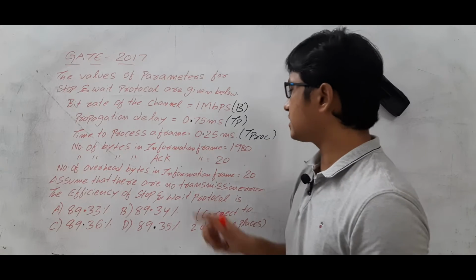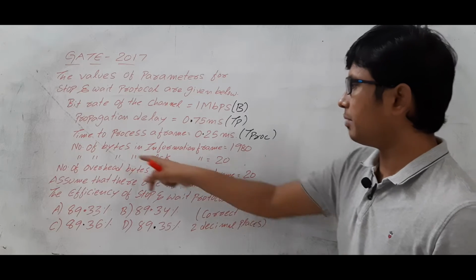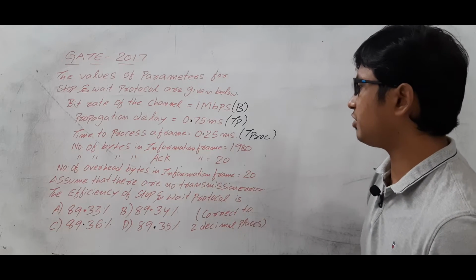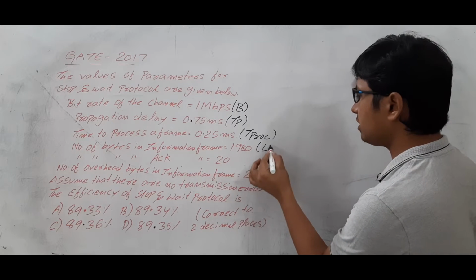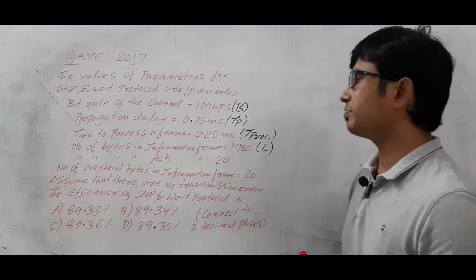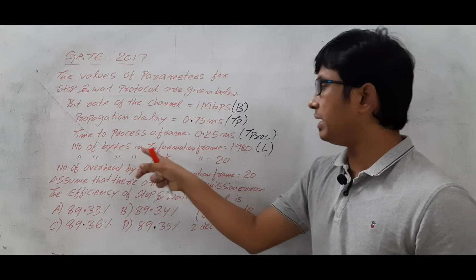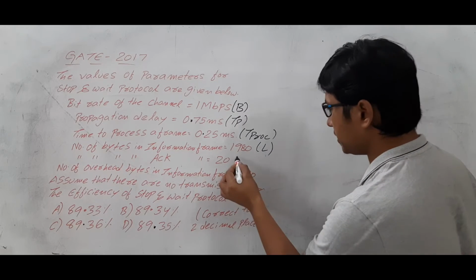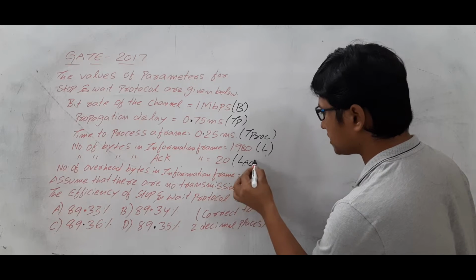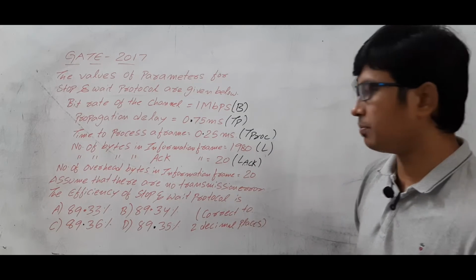Number of bytes in the information frame is 1980 bytes. They have given the length of the frame. Number of bytes in the acknowledgement frame, even they have given the length of the acknowledgement. Let me write it as LACK, which is 20 bytes.